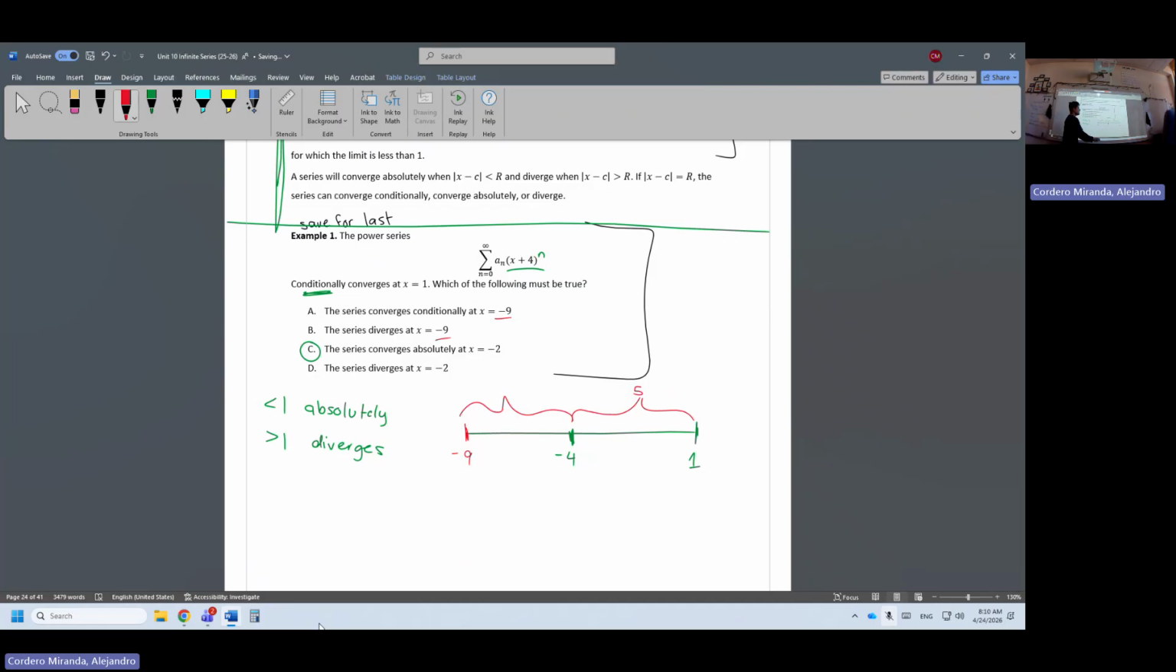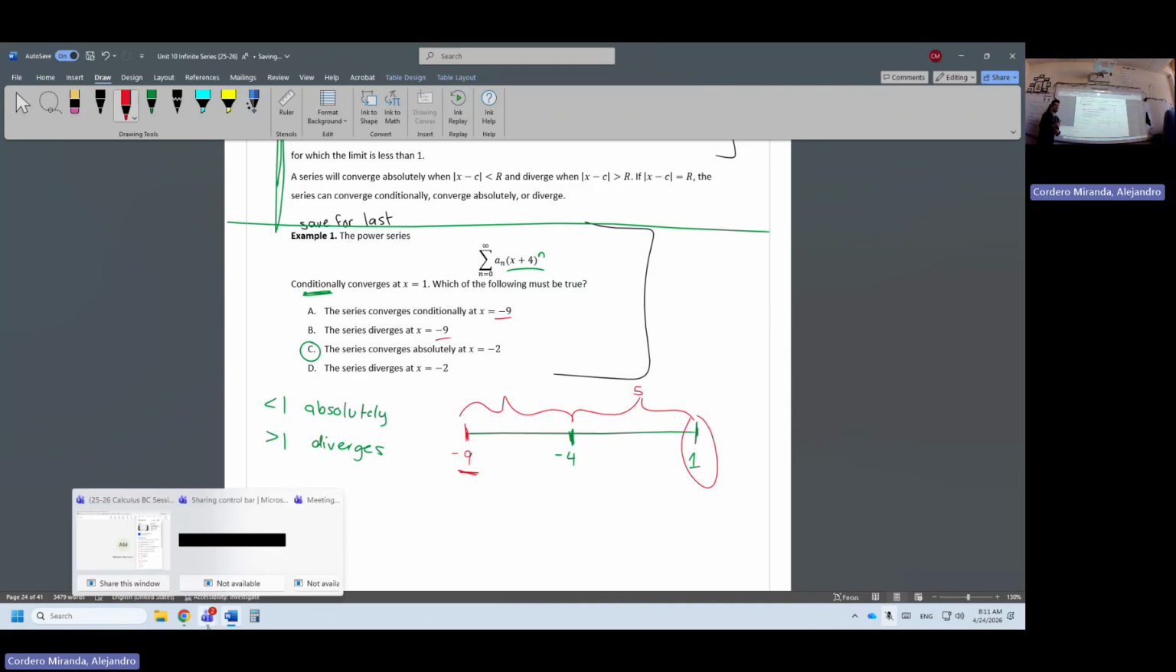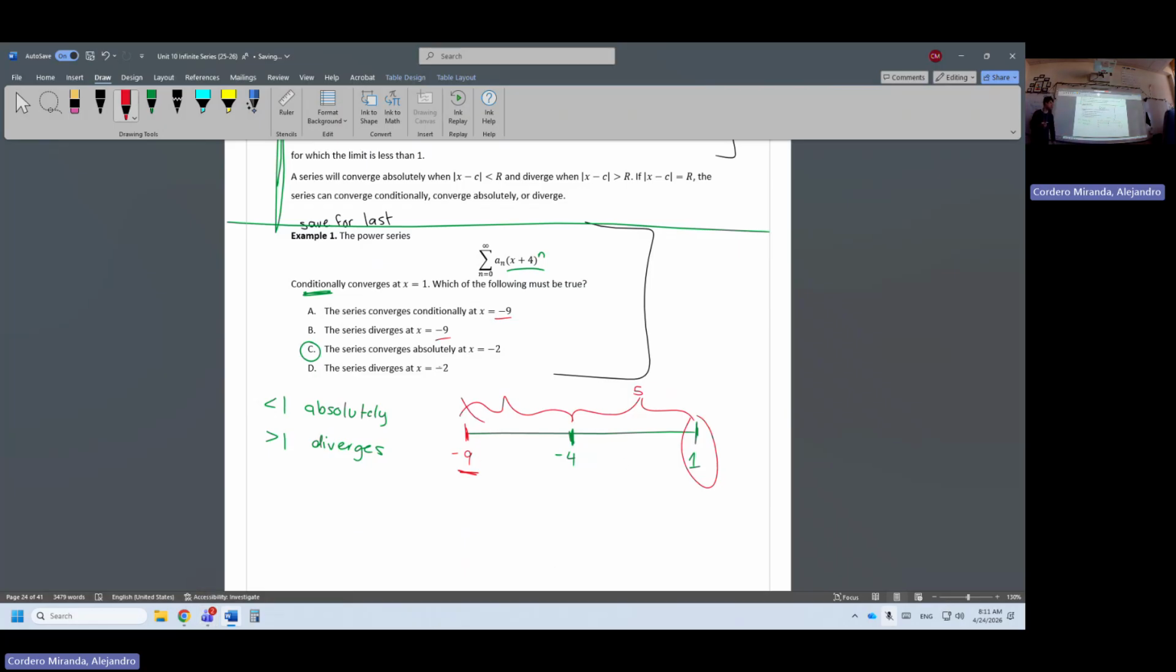But the thing is, knowing what this endpoint does, like whether it converges or diverges, doesn't tell you anything about what that red endpoint does. So you don't know if the series will converge or diverge at -9. There's no way to know, just off the information given. But what you do know is anything within this interval should converge absolutely. So that's why I'm saying -2. Oh, shoot. -2 right here for sure converges because that's within the interval. There you go. So kind of a hard problem, but I thought it was a good one. It makes you think a little bit.